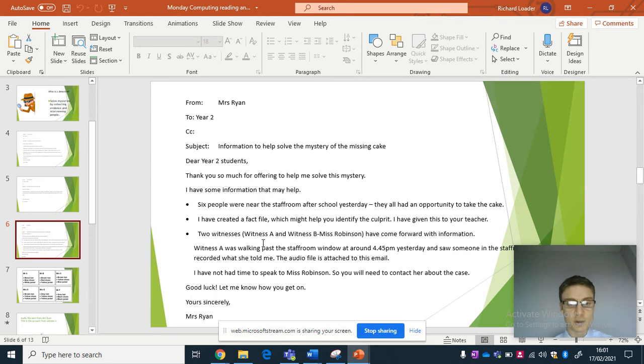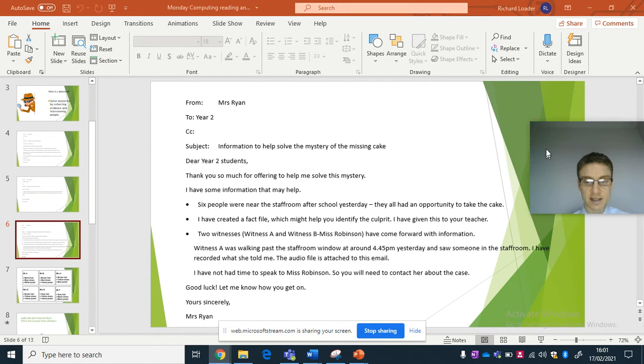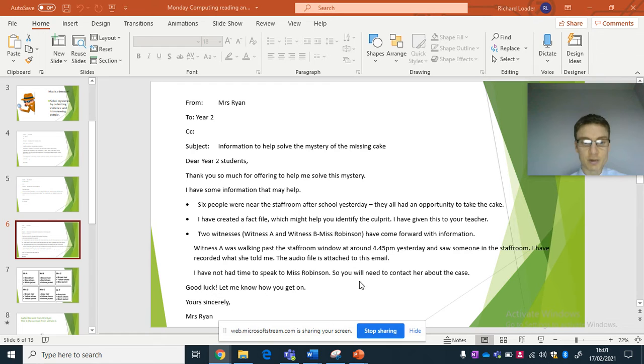2 witnesses, Witness A and Witness B, who's Miss Robinson, have come forward with information. Witness A was walking past the staff room window at 4:45 p.m. yesterday and saw someone in the staff room. I've recorded what she told me. The audio file is attached to this email. I have not had time to speak to Miss Robinson, so you'll need to contact her about the case. Good luck. Let me know how you get on. Yours sincerely, Mrs. Ryan. Now we'll talk about contacting Miss Robinson next week.